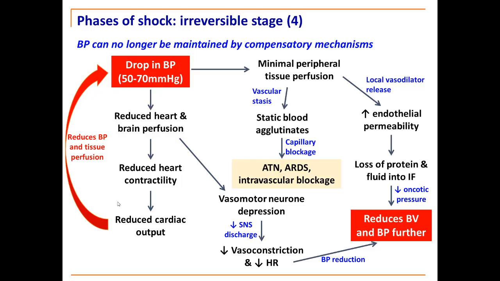We're getting a reduction in that oncotic pressure, we're getting a loss of that protein and fluid into the interstitial fluid, reducing that oncotic pressure, therefore reducing blood volume and blood pressure even further. And fluid loss can be further amplified, for example, when albumin and other proteins are consumed for fuel, therefore reducing that oncotic pressure and therefore further reducing blood pressure.